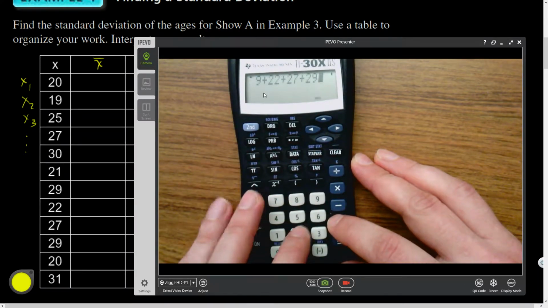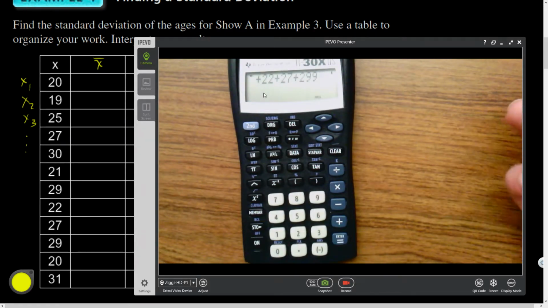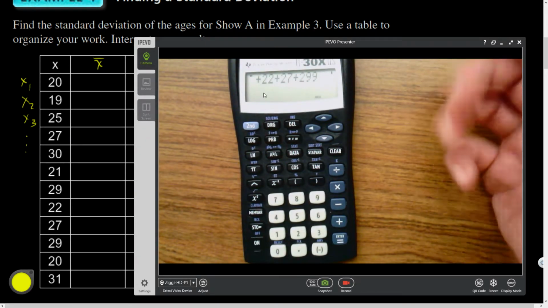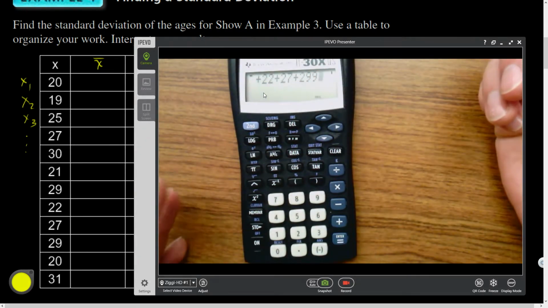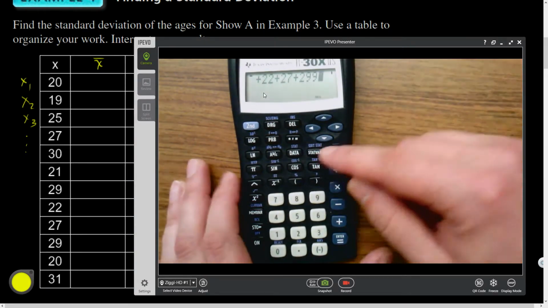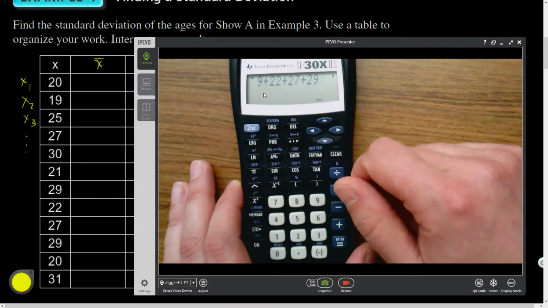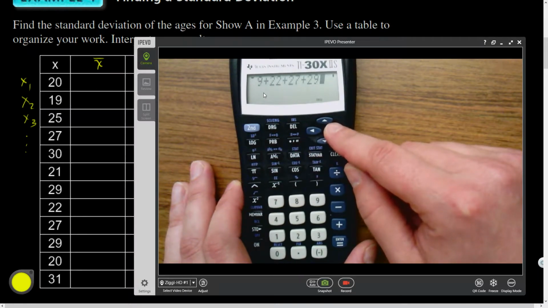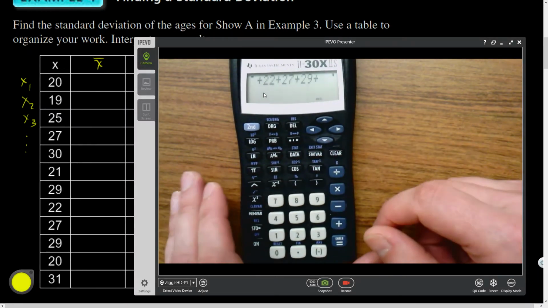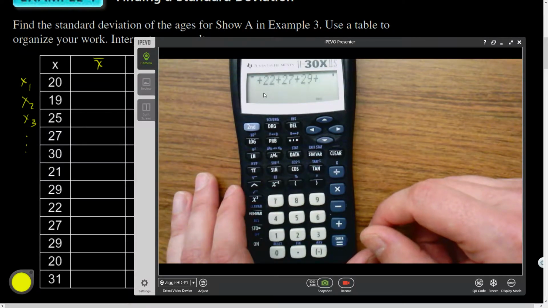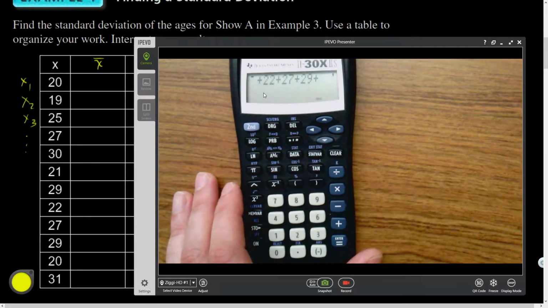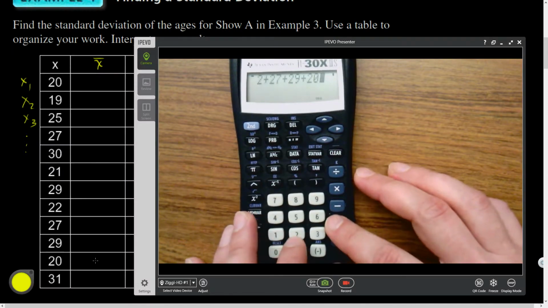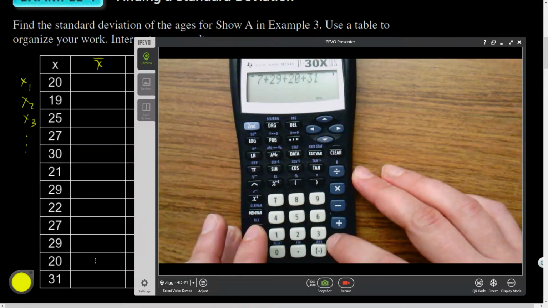Let's say I messed up. What if I went, oh no, guys, I did it too many times. I got 299. Yeah, we could hit the delete key. Another thing you can do is actually use these arrow keys to move back and forth, so that way you don't have to start over. Let's see, which 29 was I on? I think I was on the last one. Yeah, so 20 plus 31. I hit enter.